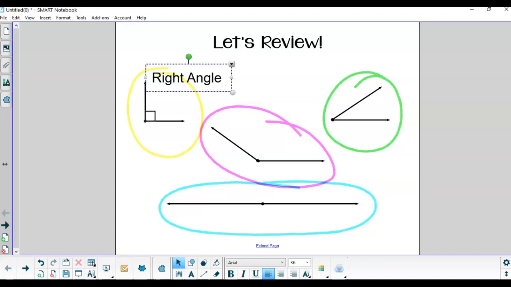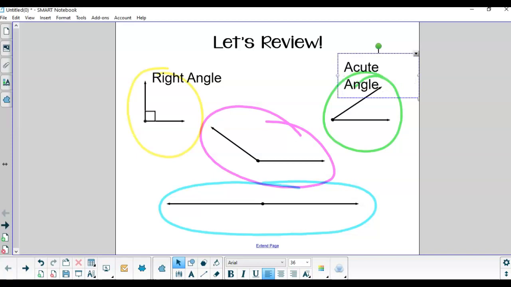All right, let's take a look at the one I circled in green. Well, to me, that angle looks like it's smaller than a right angle. So that means it's smaller than 90 degrees. And what was that called? Yes, that's right. It was called an acute angle.